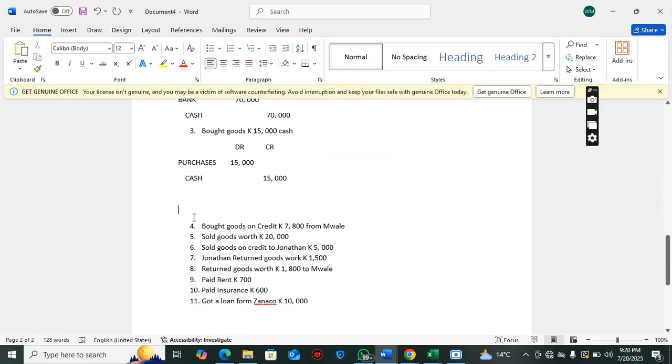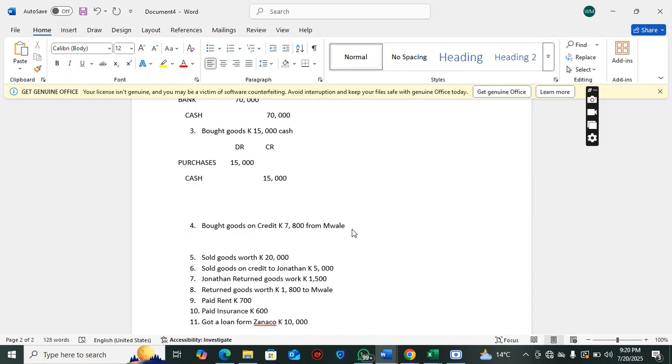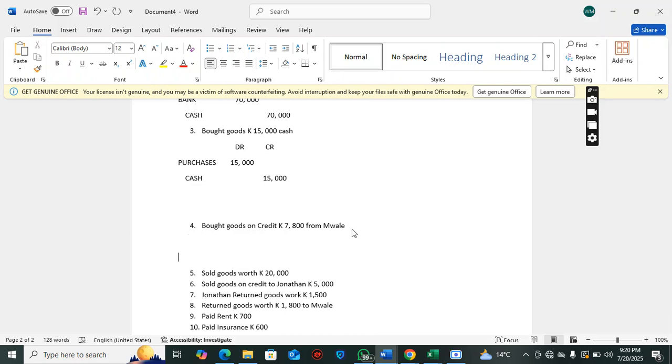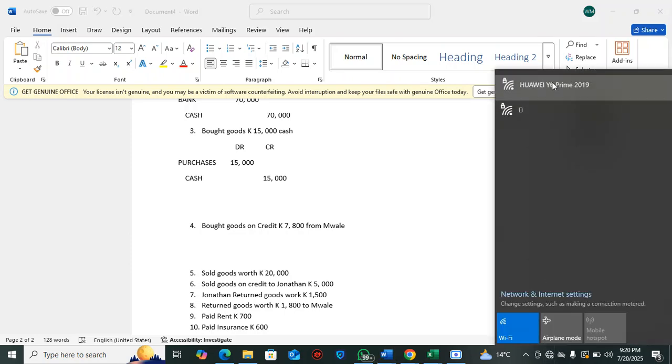Bought goods on credit 7,800 kwacha from Mwal. So this transaction is similar to the previous one. The only difference is we haven't paid money this time. So the transaction is also, let me just turn my phone back on.